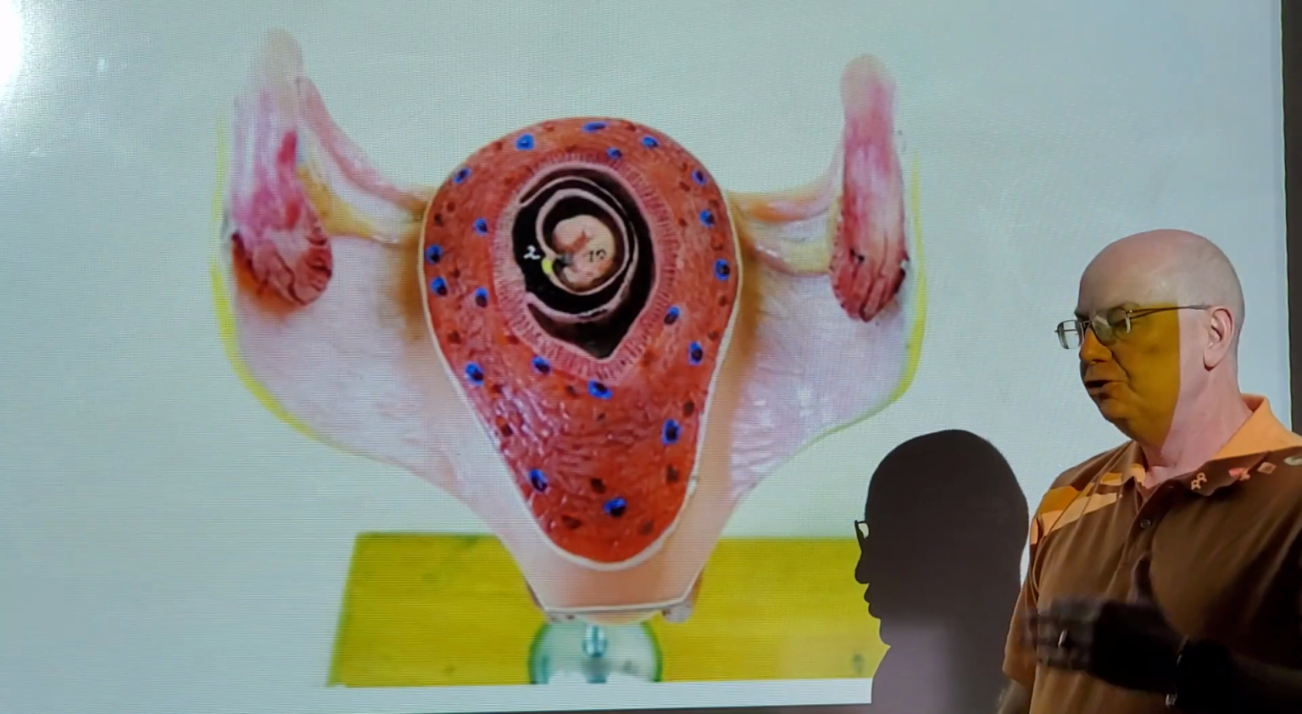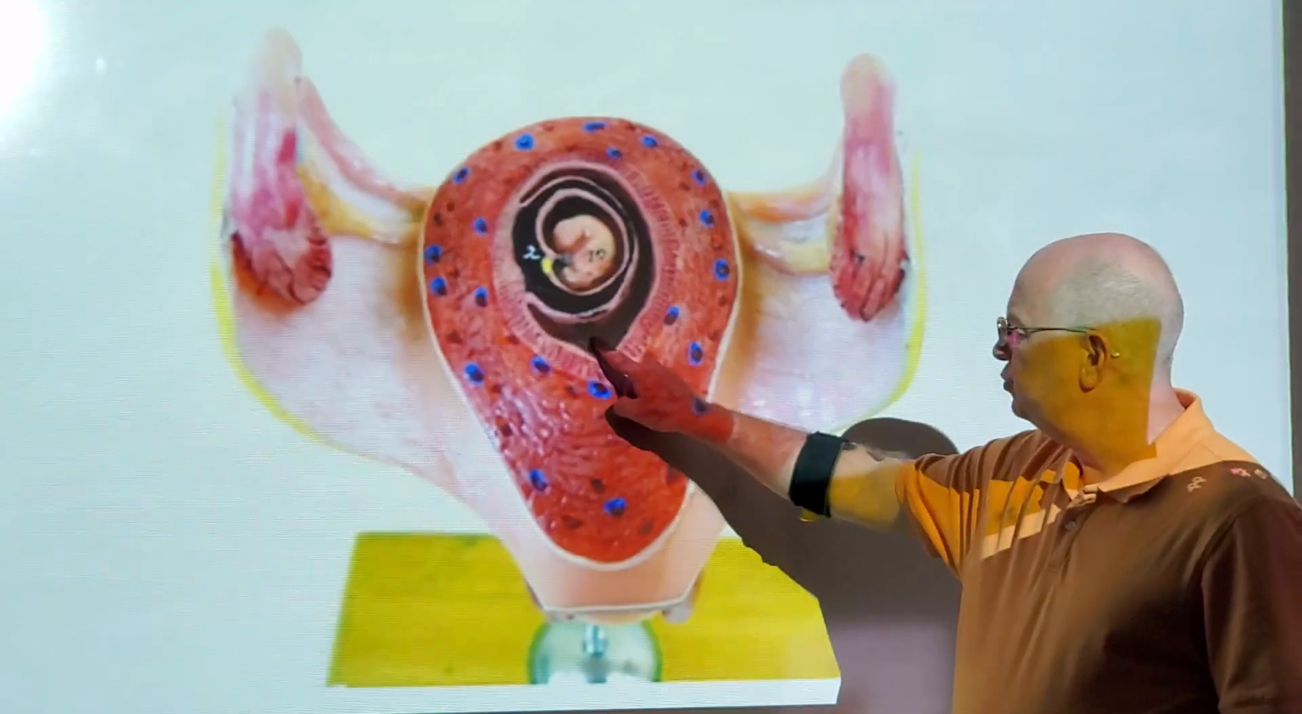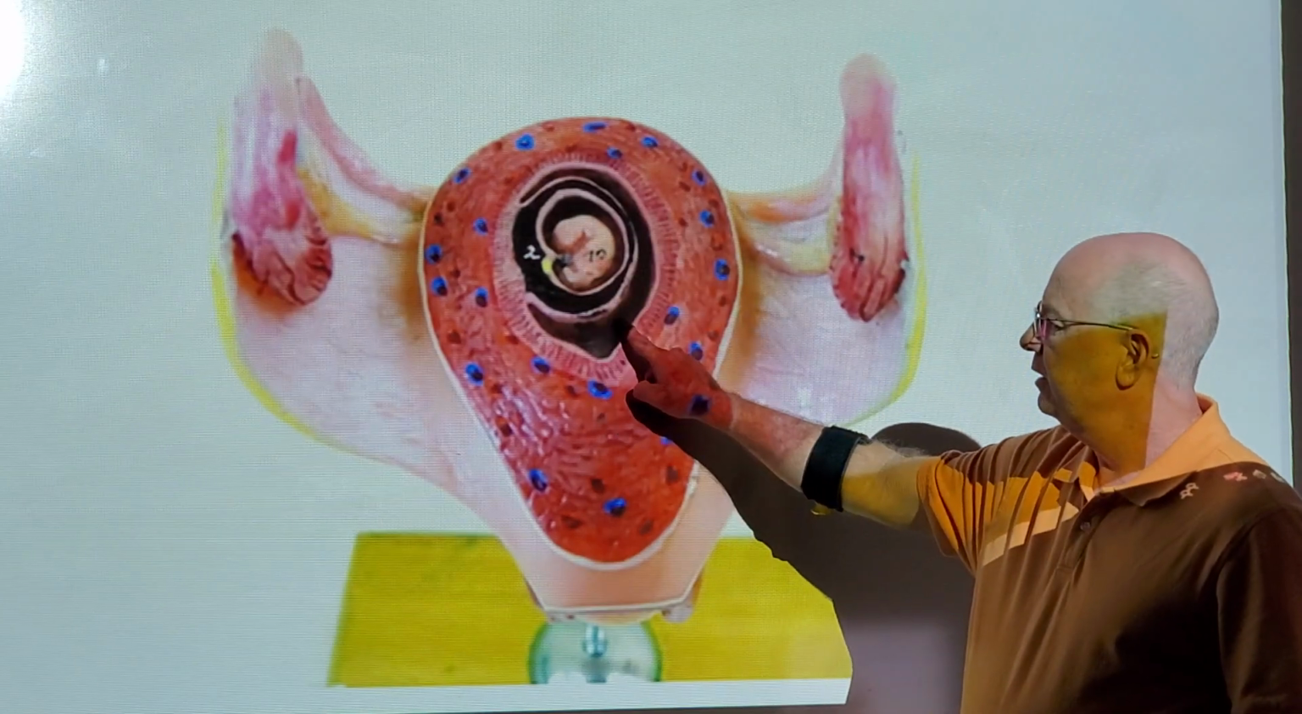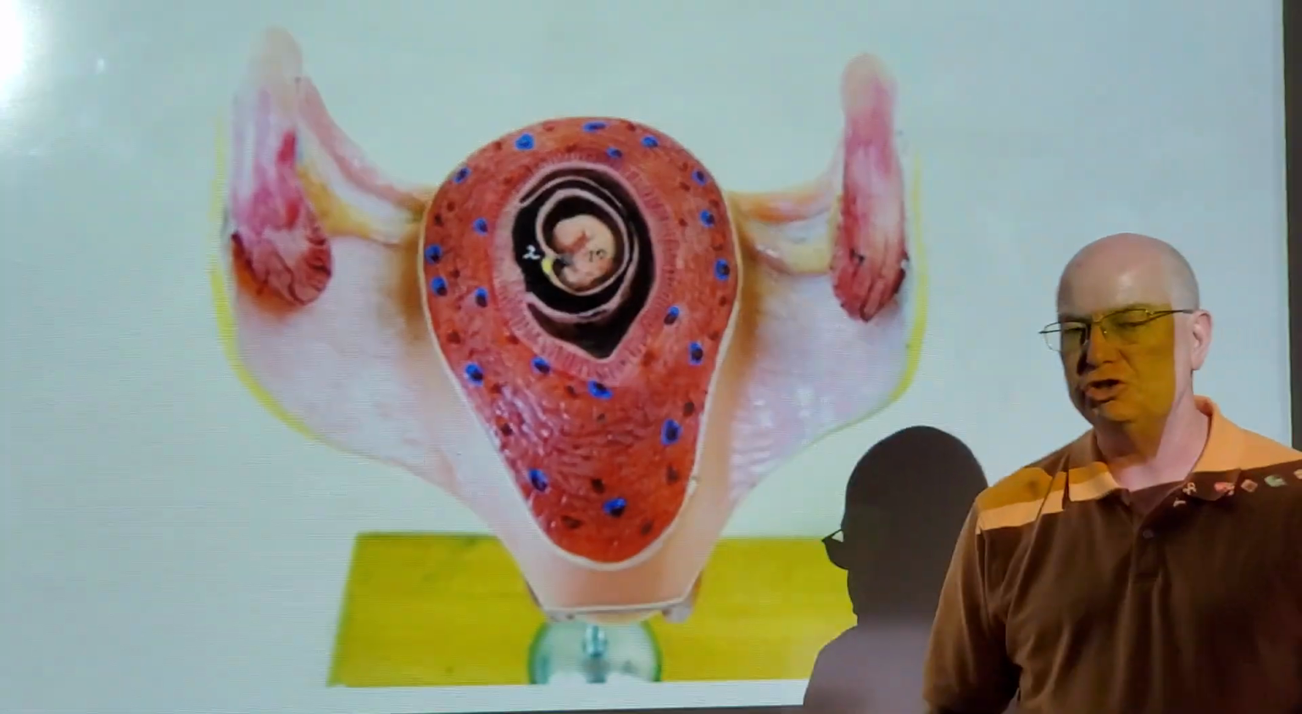Now, during development, as long as we can see the uterine cavity, which is this empty space here, then there's three different things called decidua.